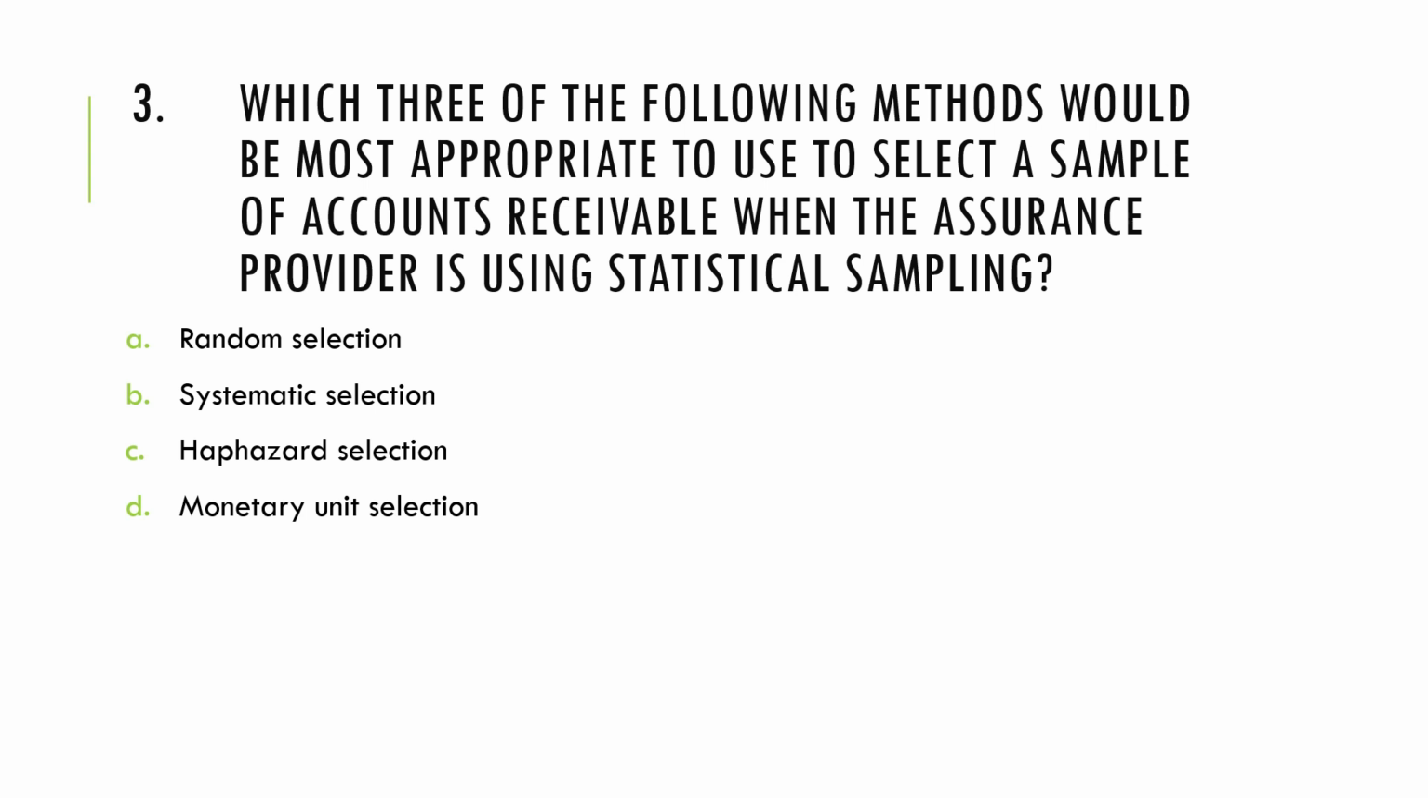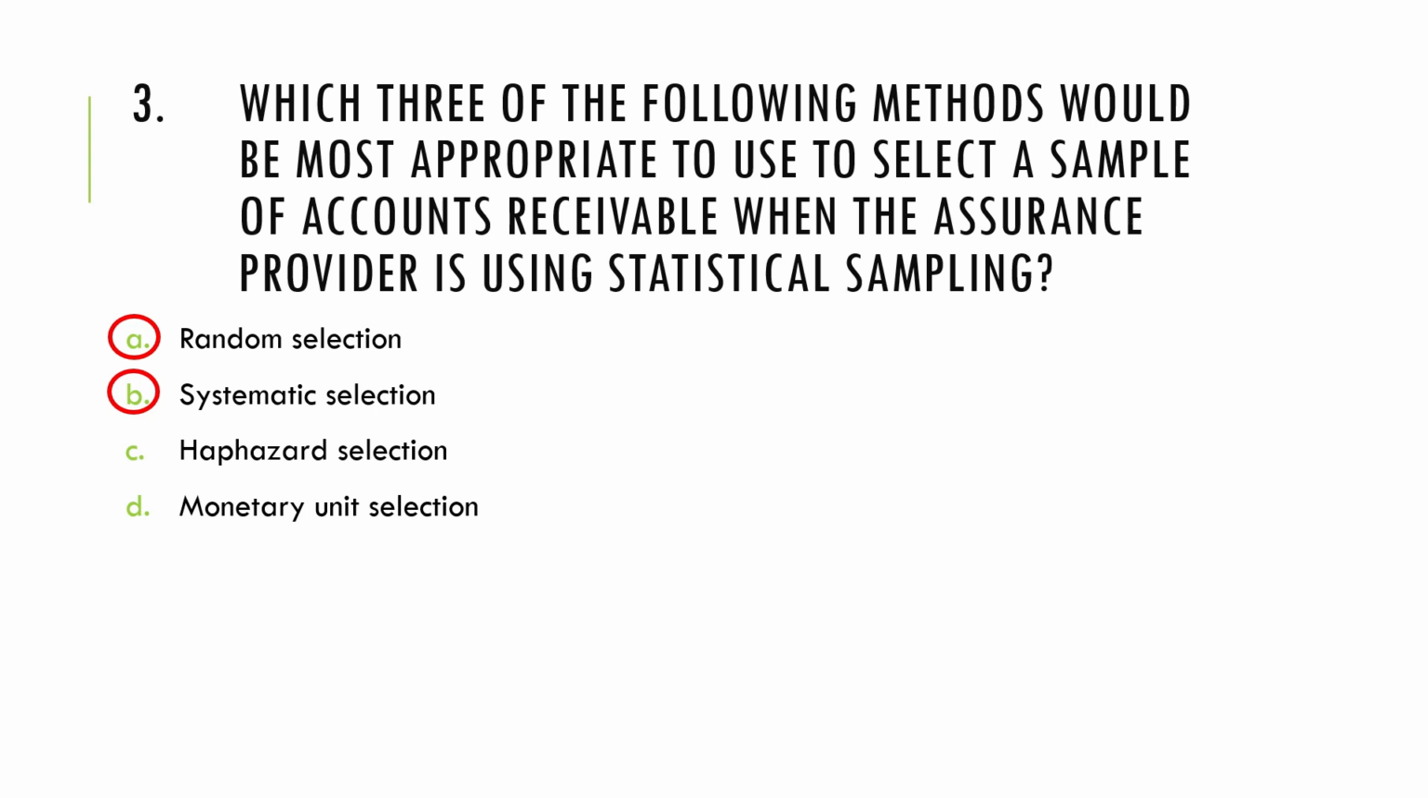Okay, so letter A, for example, says random selection. Letter B, systematic selection. Letter C, haphazard selection. And letter D, monetary unit selection. And of the four, only one is non-probabilistic, and that is haphazard selection. So random selection, where each item in the population has an equal chance of being selected. Systematic selection, where the auditor chooses a sampling unit for every nth item.